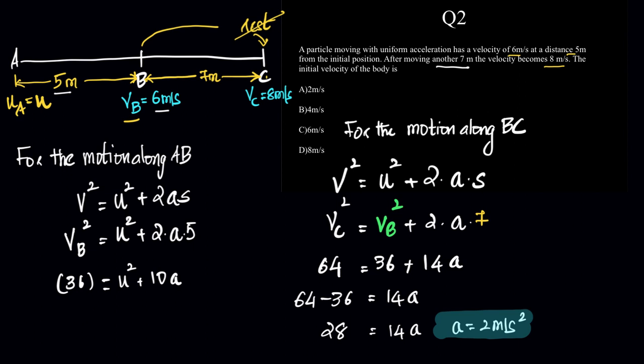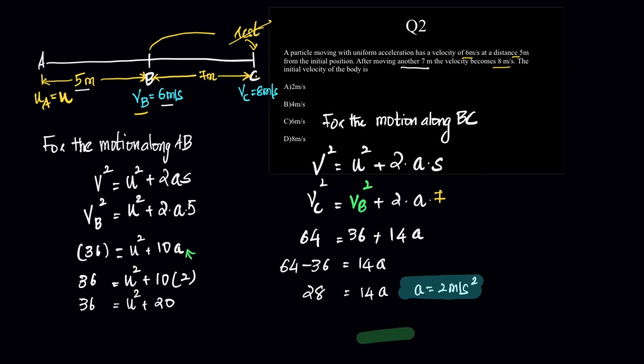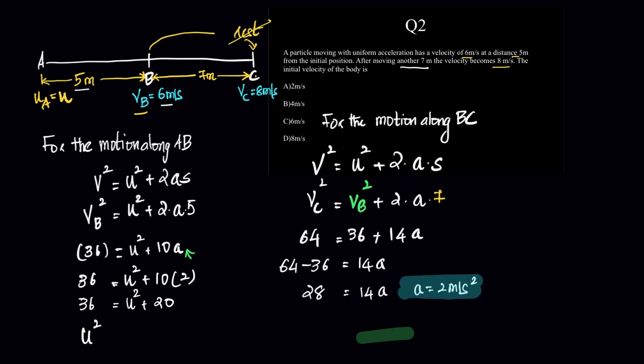Now, if A is equal to 2 meter per second square, we can use this information with this equation. What do we get out of it? So we get 36 is equal to U square plus 10 into A is 2. So we get 36 is equal to U square plus 20, which means U square is equal to 36 minus 20 is 16. So U is 4 meter per second.